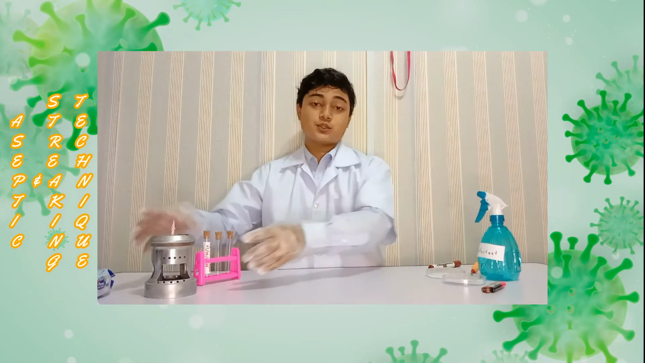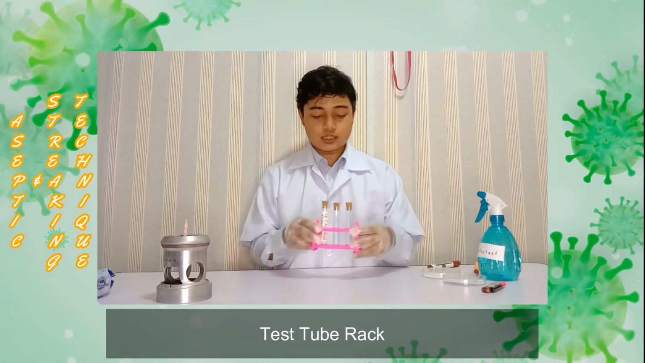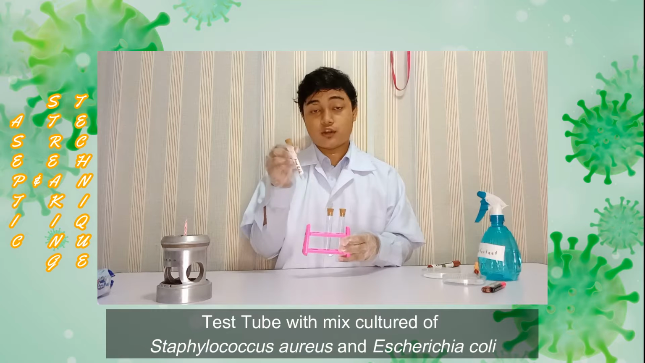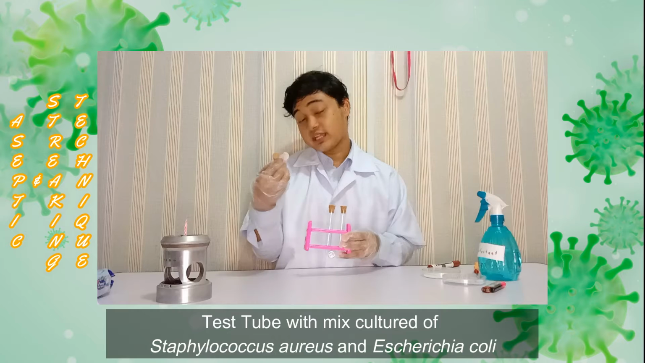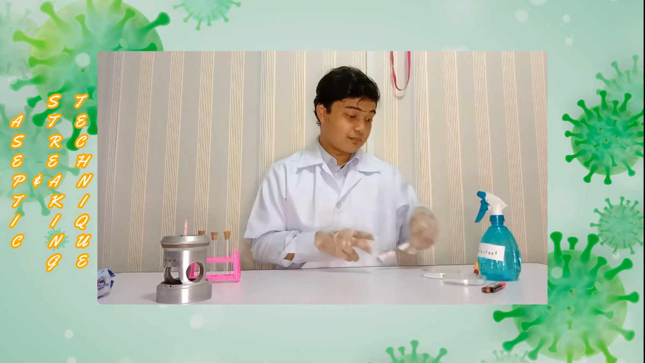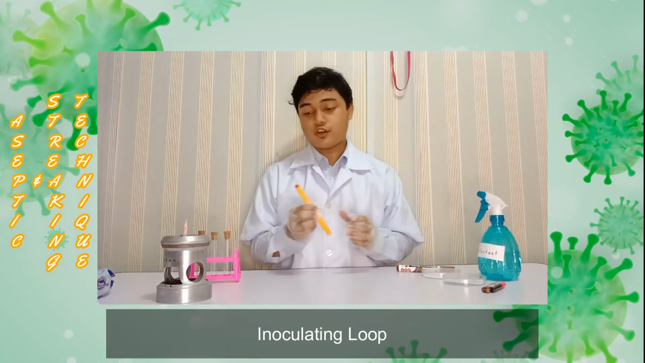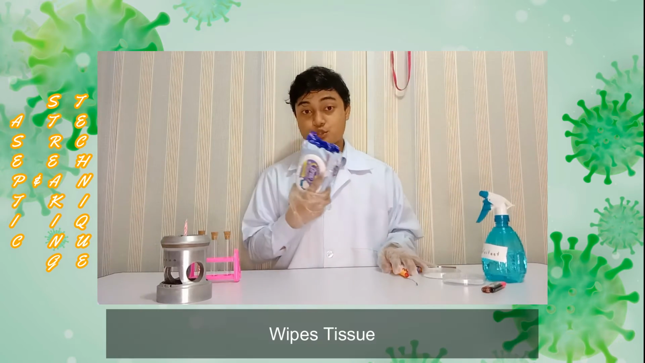So these are the materials that I will use. We have a Bunsen burner, a Petri dish with agar plate, with agar nutrients, a test tube rack, and a mixed culture of Staphylococcus aureus and E. coli in the test tube. We have a pen marker, an inoculating loop, disinfectant, and a tissue.